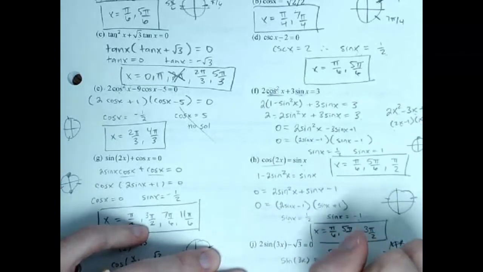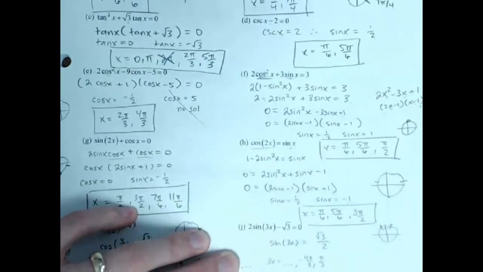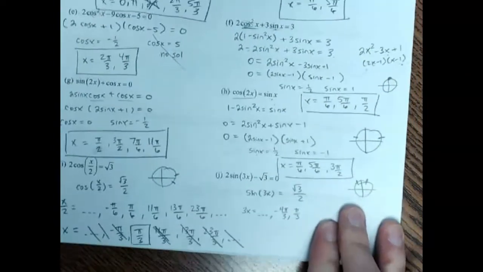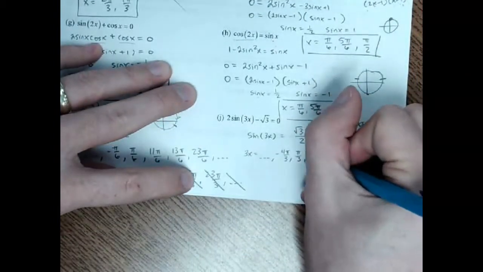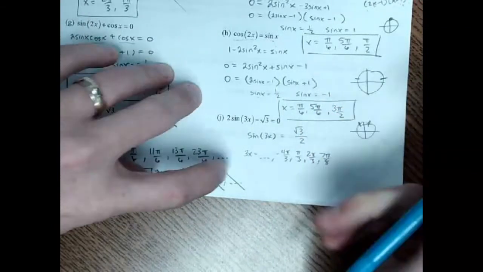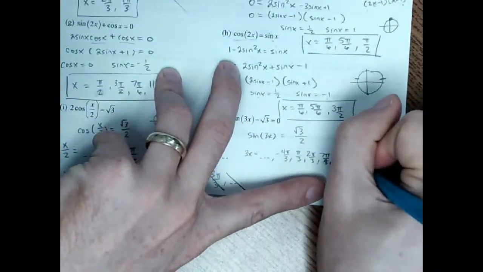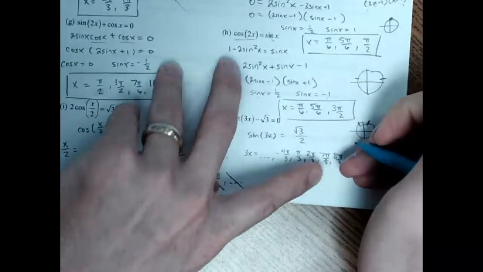So we had the negative 4 pi over 3, then we had the pi over 3. Oh, I'm off the screen. Sorry. Then we had the 2 pi over 3. Then we had 7 pi over 3, and then 8 pi over 3, and then we had 13 pi over 3 and 14 pi over 3.